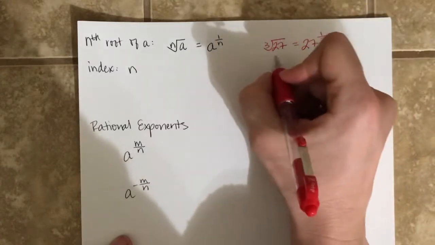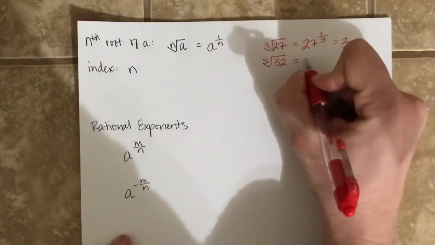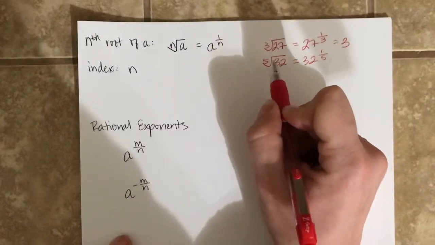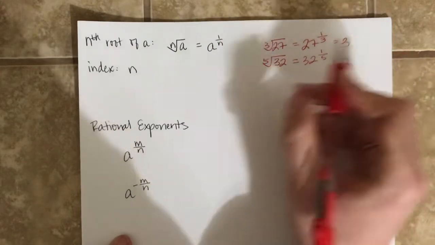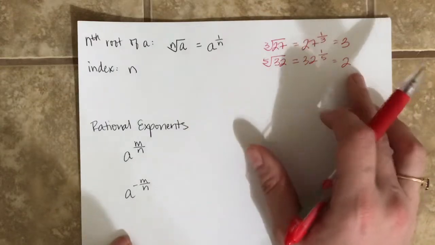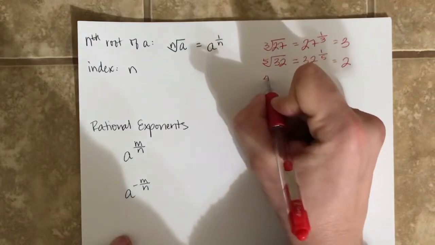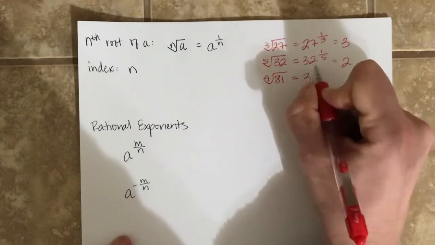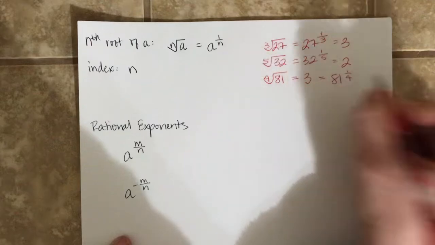Or another example, fifth root of 32. And another way of writing that would be 32 to the 1/5. So you're thinking, what number, when I raise it to the 5th power, do I get 32? And that's 2. And this is why it's so important to memorize your powers, because you need to know 2 to the 5th is 32. 3 to the 4th is 81, so that means the 4th root of 81 is 3. And again, another way of writing 4th root of 81 would be 81 to the 1/4.